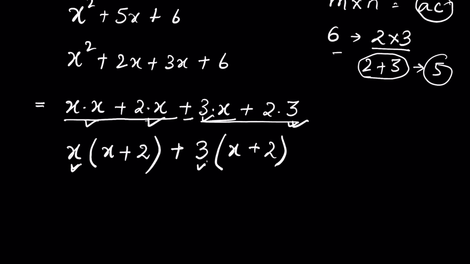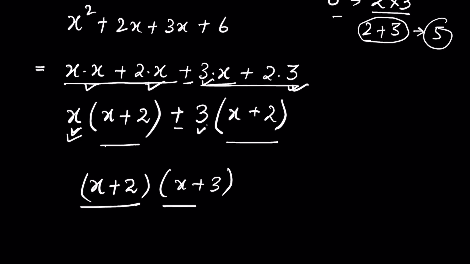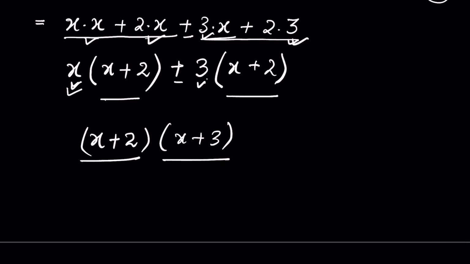Now x plus 2 is the common factor. So you write the common factor first, so x plus 2, then write the remaining ones, x plus 3. So x plus 2 times x plus 3. These are the two factors for this equation. Now let's take another example.